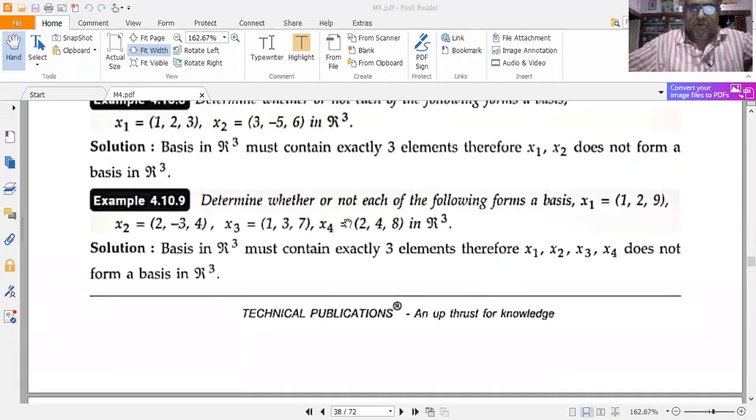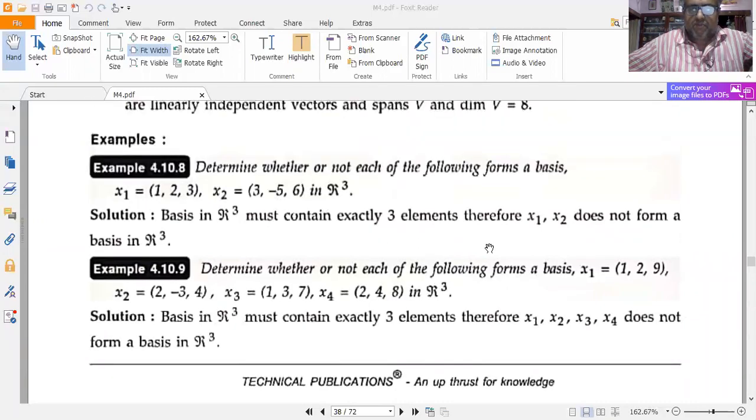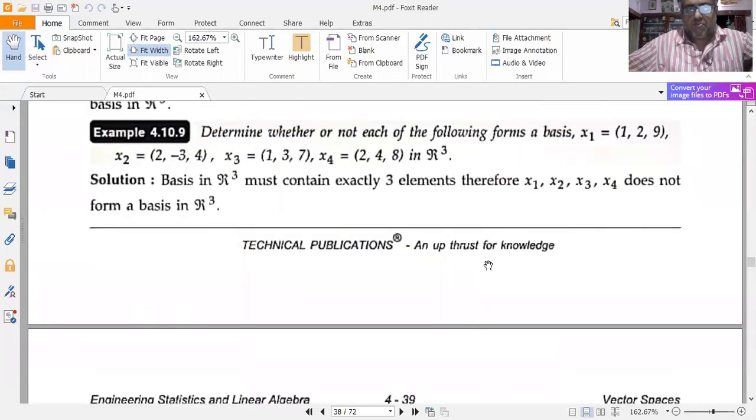Now, next problem: determine whether or not each of the following forms a basis. x1 is equal to (1, 2, 9), x2 is equal to (2, -3, 4), x3 is equal to (1, 3, 7), x4 is equal to (2, 4, 8) in R cubed. So again, a basis in R cubed must contain exactly 3 elements. But x1, x2, x3 and x4, due to this reason, do not form a basis in R cubed. They may form a basis in other spaces, but not in R cubed.